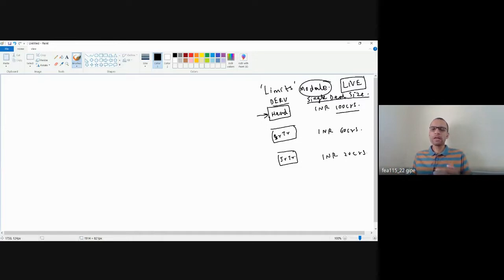Then before the trader actually hits the trade, a pre-trade check happens. The system will prompt that your limit is 100 crores and you're trying to push a trade for 110. In that case, you are requested to take approvals from higher ups.